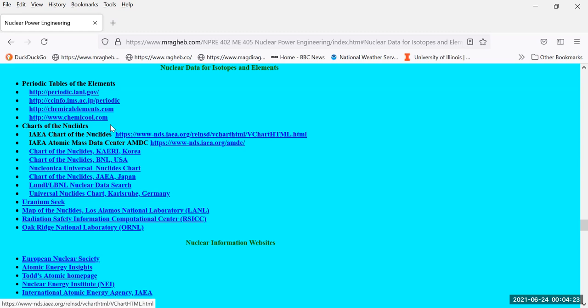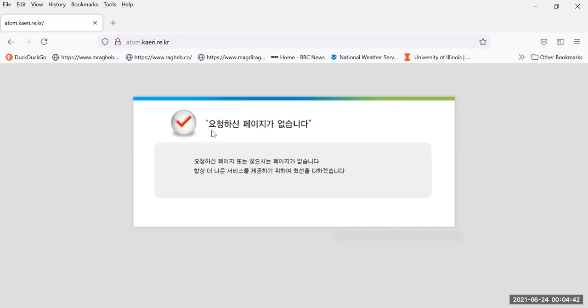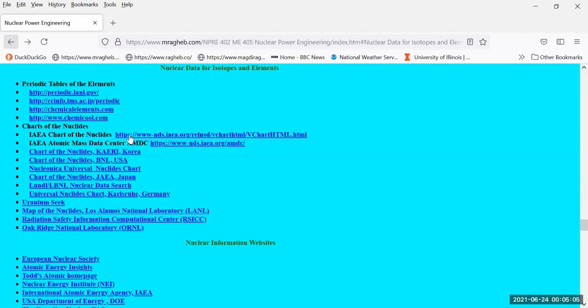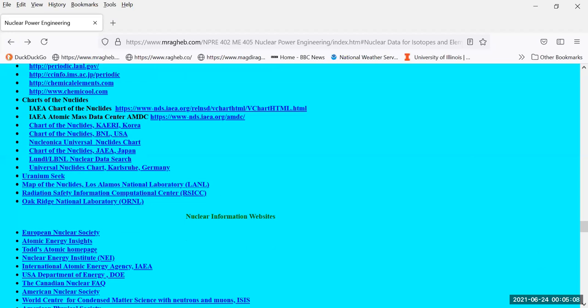Maintained really nicely, thank them for that. I hope you can access it. No, it's unstable. What happens? Okay, well, it's in Korean here. Let's try another one, the deep profile, maybe. It's not found. Own chart of the nuclides, maybe. We cannot find it. It seems that it's unstable, really unstable.